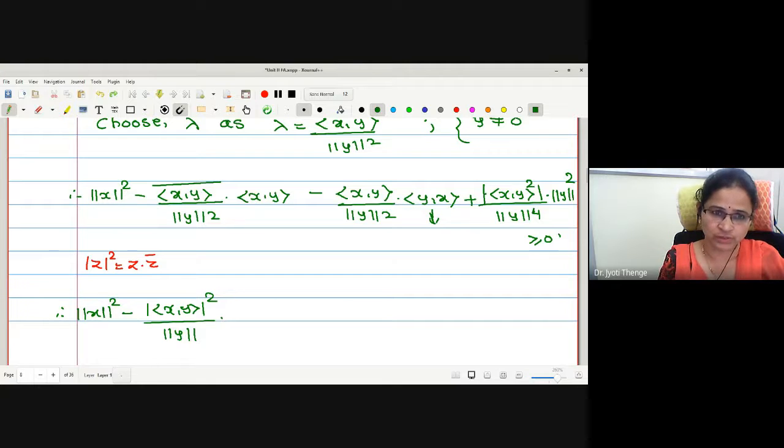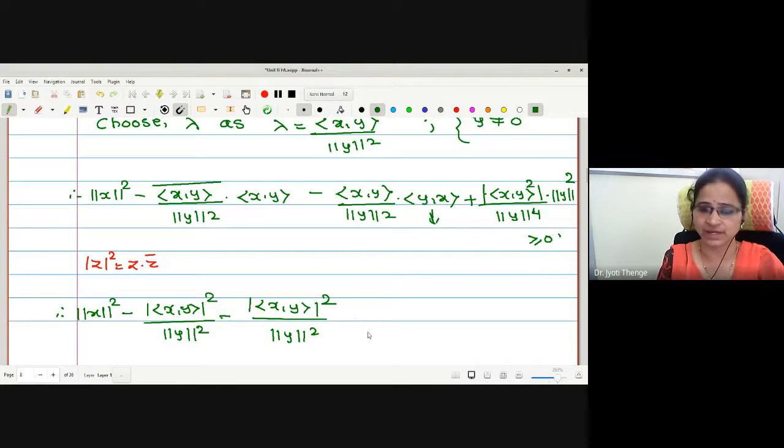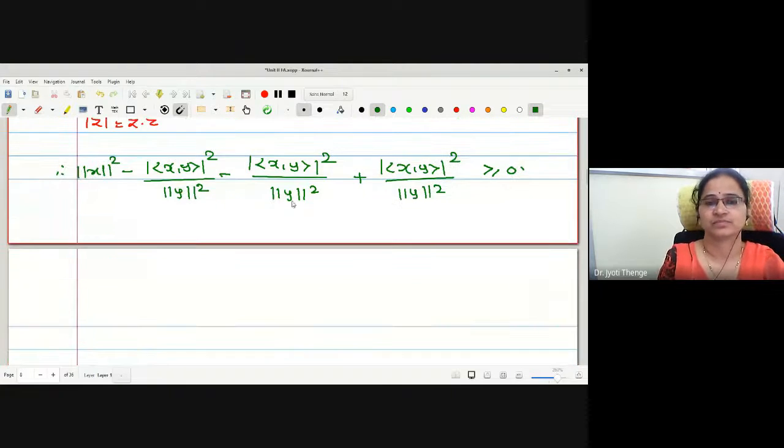This is mod z square. Here also, if I write in terms of conjugate, this will be inner product xy with its conjugate, no? Yes, ma'am. Okay. And here one norm square y will get cancelled and we remain with one norm square only, which is greater or equal to 0. Look at this result. These two are going to cancel one another. And what do we remain with?